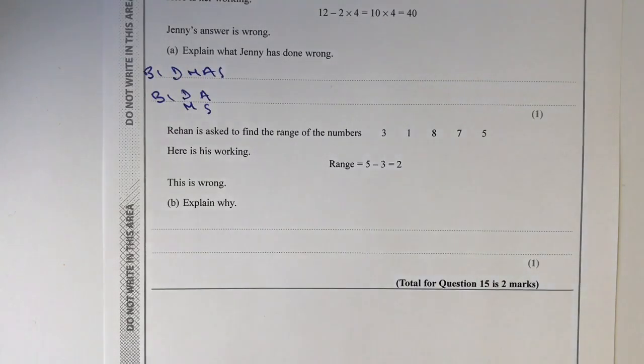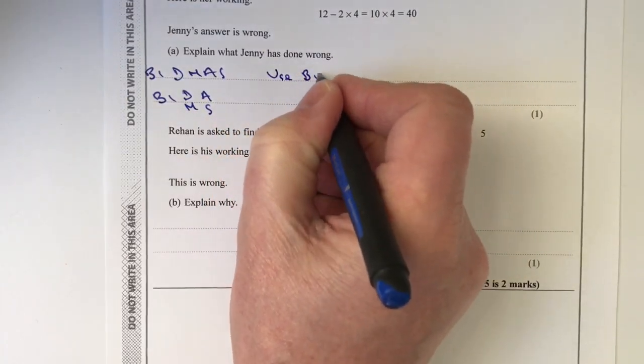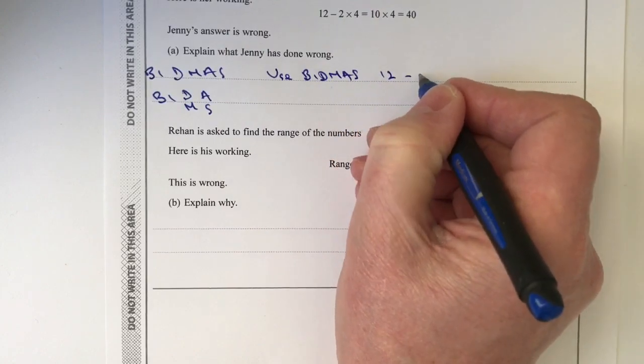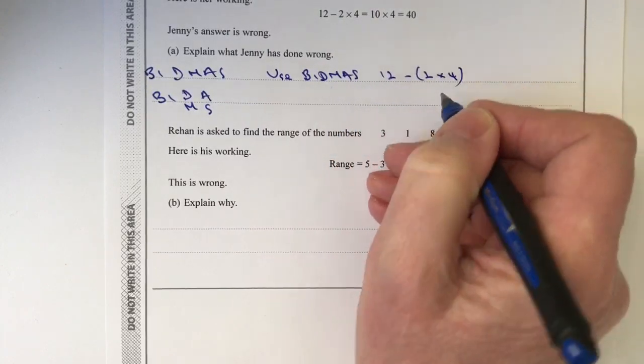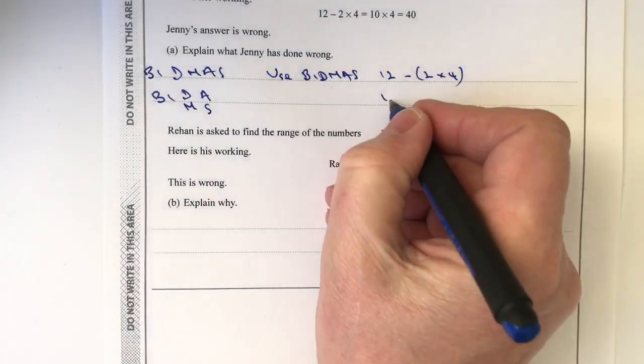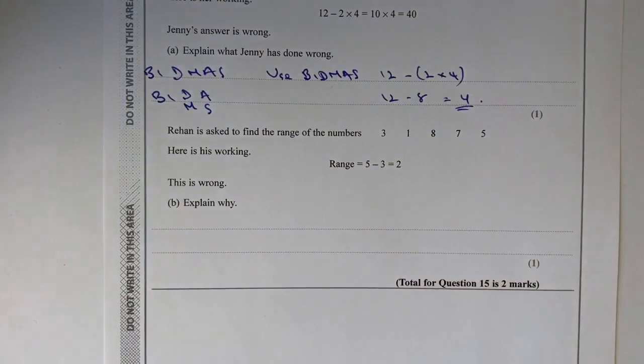Okay, well, this should have used BIDMAS. So if she'd used BIDMAS, what she would have done is the multiplication first. So this would have been her actual calculation. She would have calculated 2 times 4, which is 8, and then taken that number away from 12. So 12 minus 8 equals 4, and that would have been her correct answer.